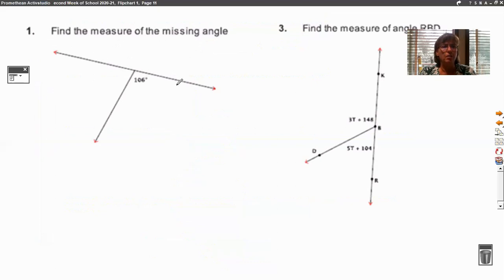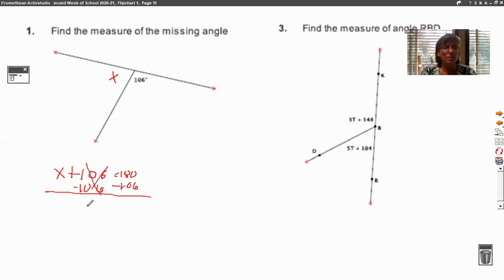Well, we see that these angles share a line, so their measure is 180 degrees. So what we can do is mark that as angle X, and we can say that X plus 106 is equal to 180. And then we'll want to get X by itself, so we'll add a negative 106 to both sides.